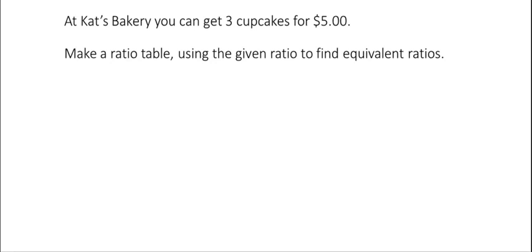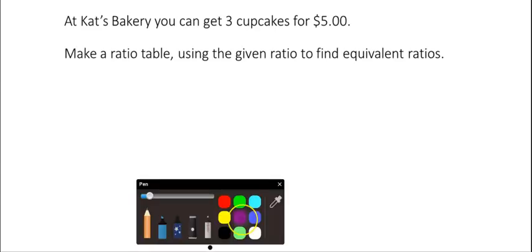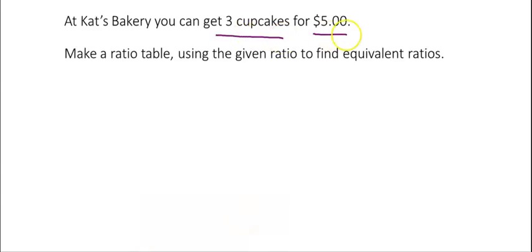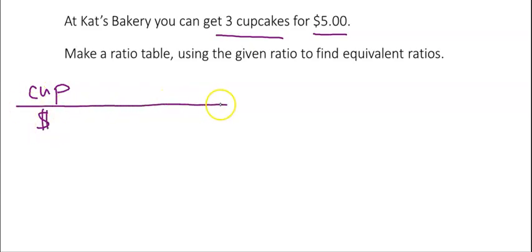So we want to make a ratio table using the given ratios so that we can find equivalent ratios here with the cupcakes and the dollars as our ratio. So we have cupcakes and dollars, and we're going to make a ratio table. And we've got 3 cupcakes for $5.